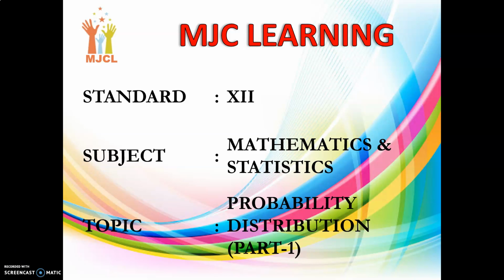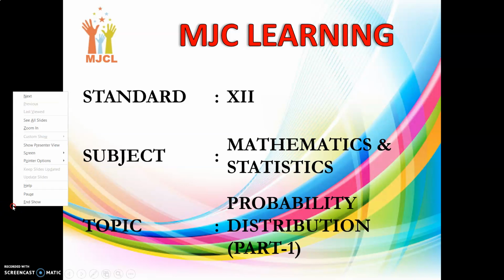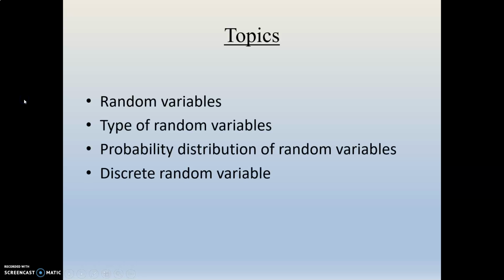I am Manju Dilip. Today I am going to start with the 12th standard mathematics topic, probability distribution, part 1. In this chapter, I am going to discuss random variable, types of random variables, probability distribution of random variables, and discrete random variable, and solving some exercise questions.